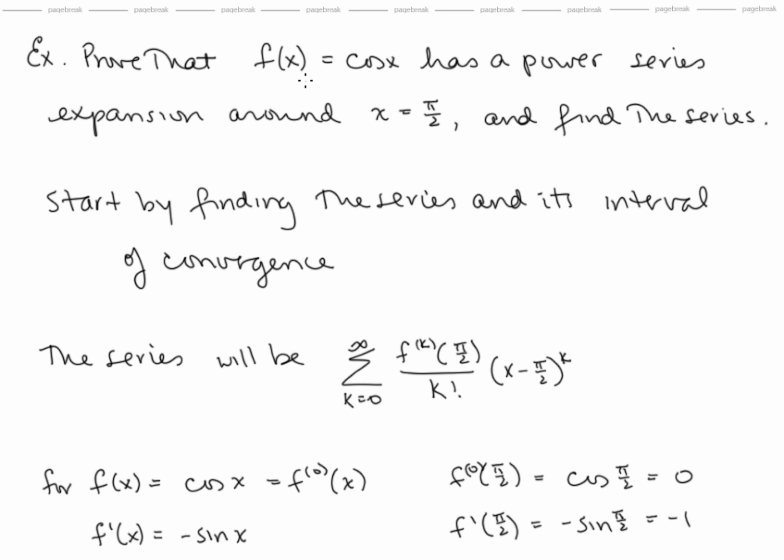Prove that f of x equals cosine x has a power series expansion around x equals pi over 2 and find the series. So again, we're going to start by finding the series and its interval of convergence. The Taylor series is going to be the kth derivative evaluated at pi over 2 over k factorial times x minus pi over 2 to the kth power, and k going from 0 to infinity.